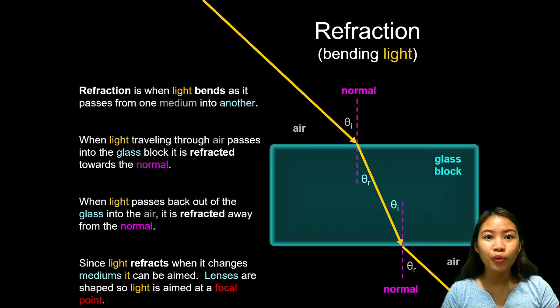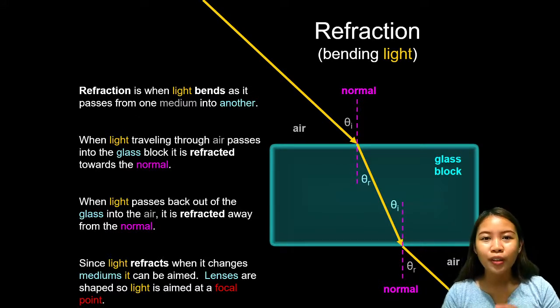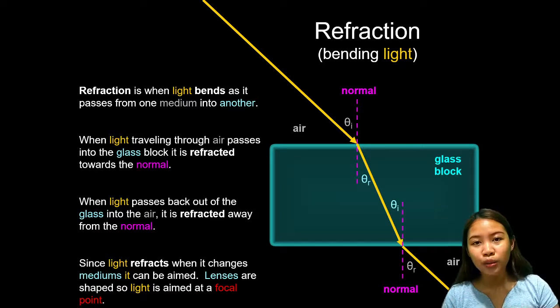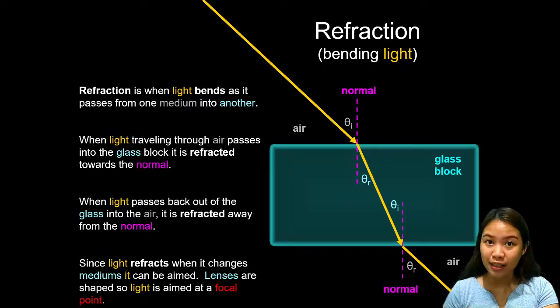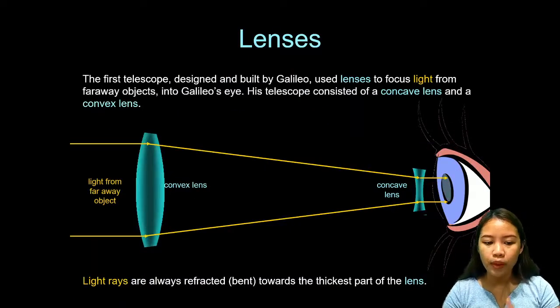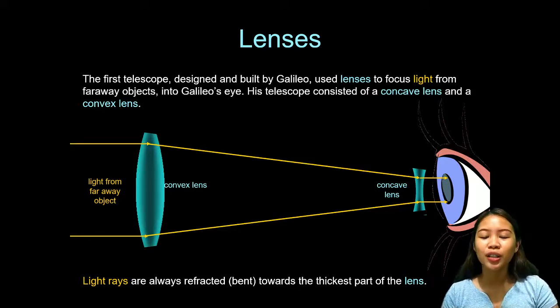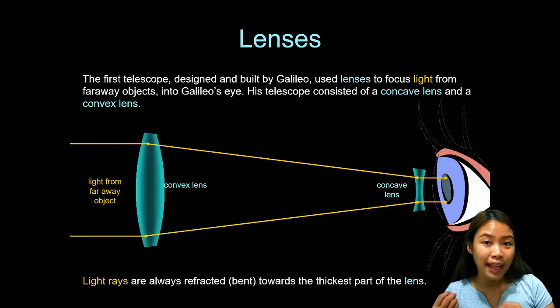But we're going to use concave and convex lenses, to see how light rays pass through those lenses. Now, in the telescope, they are using convex and concave lenses. It is not only concave or only convex that is used. It's both of them.